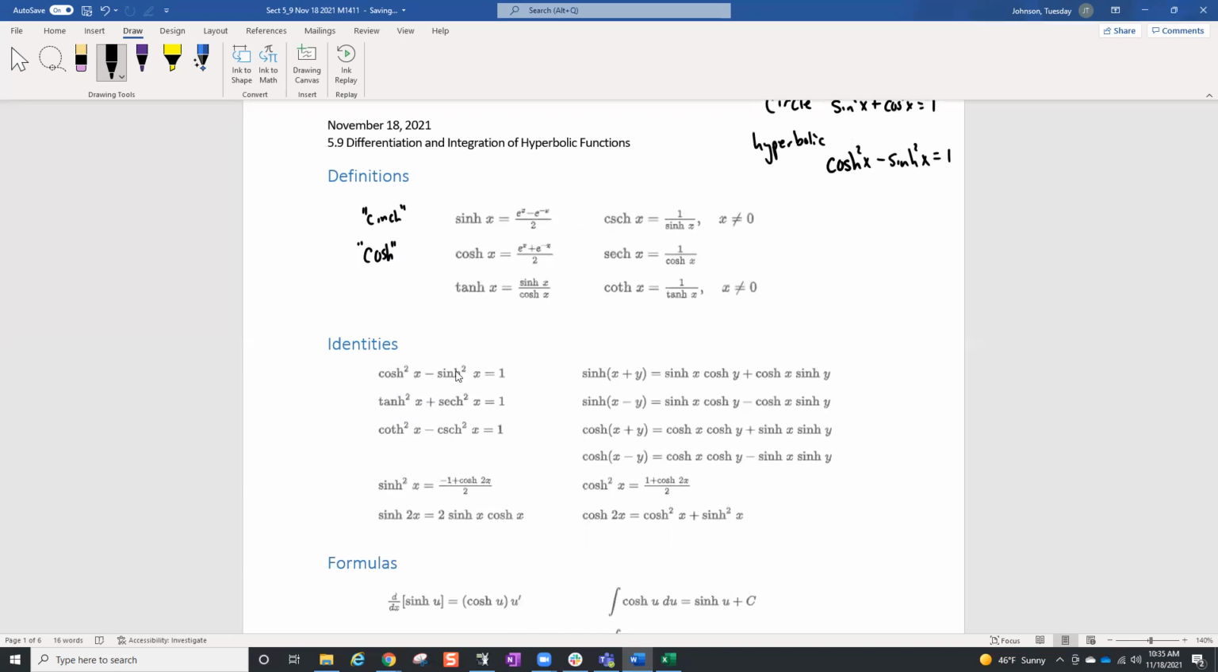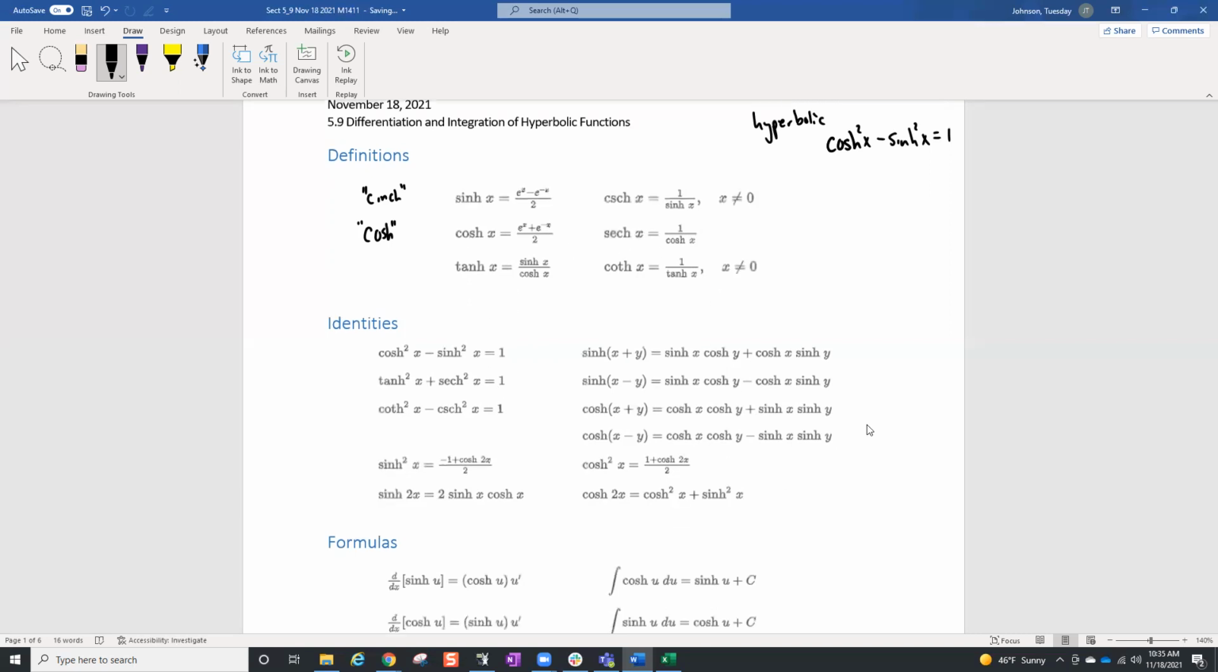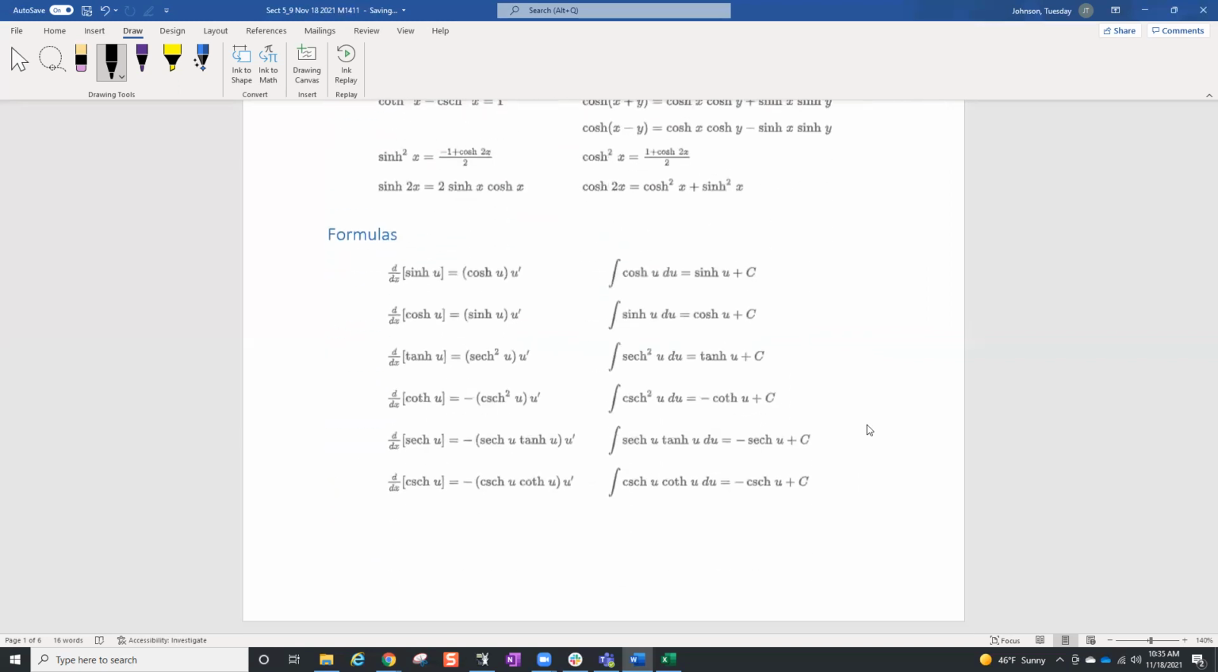With the definitions, here are our identities. Oh, look at that. I didn't even have to write it there. It's right here. So we have the basic definition. We have how tangent and secant are related in the hyperbolic world, and how cotangent and cosecant are related. We have a square formula, a double angle formula, some sum and difference formulas, cosine squared, and the double angle formula for hyperbolic cosine. So those formulas are there. I've put the skeleton notes up. Hopefully I updated the skeleton notes correctly.